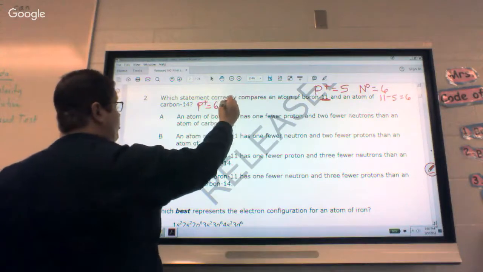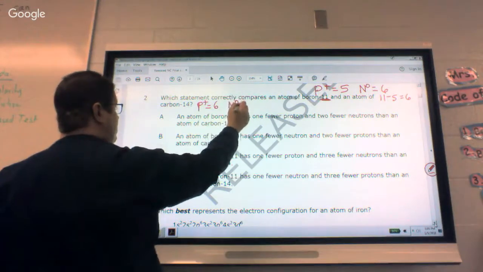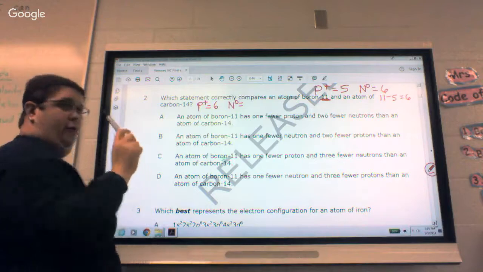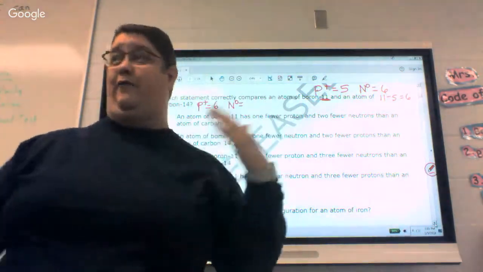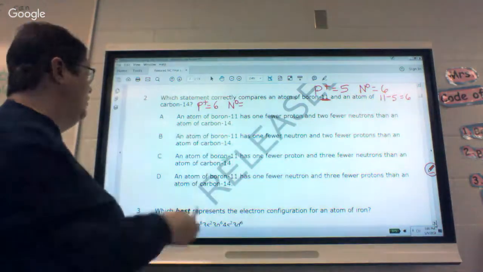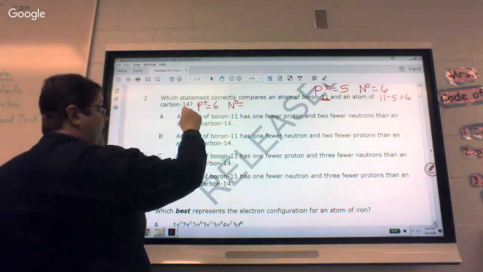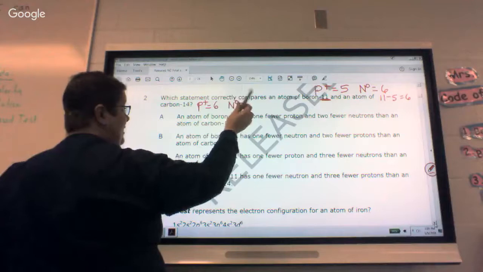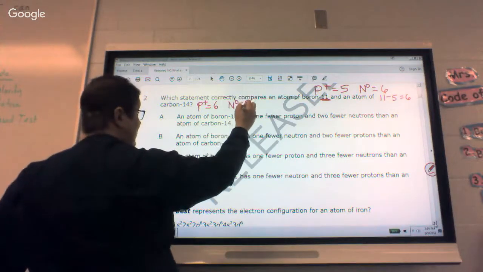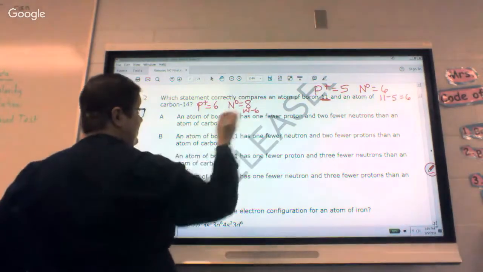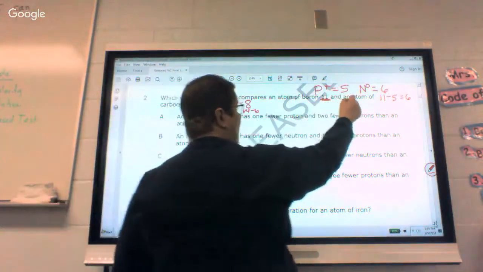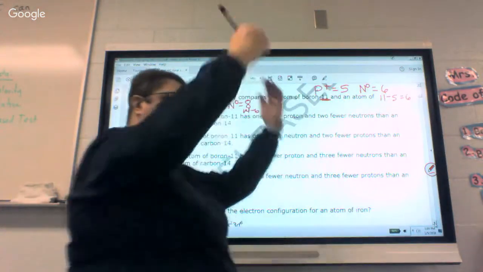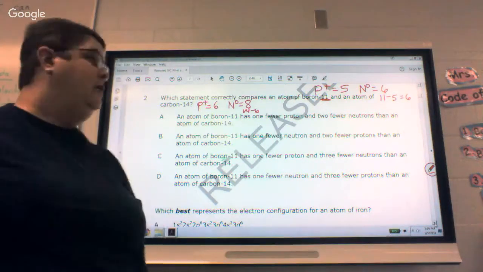All right, so to find the neutrons, we say, that's why I wanted to do this. Everybody always says 12 to me because we've been using 12 for so long. But it says what right here? So 14 minus 6 is 8. So now that you know 6 and 8, 5 and 6, now you can answer the question.